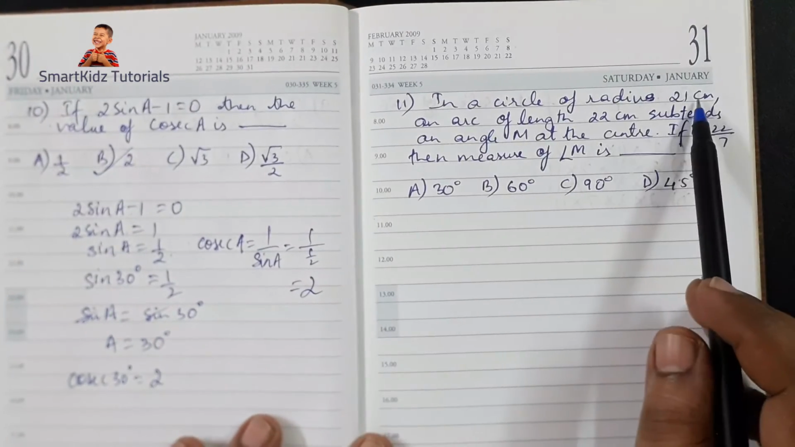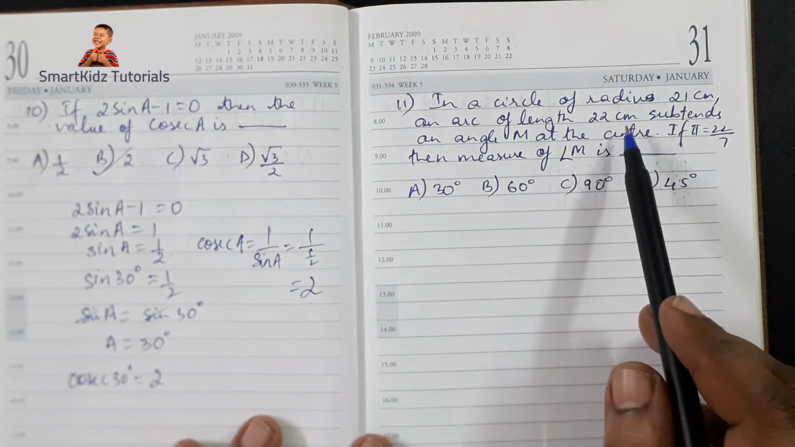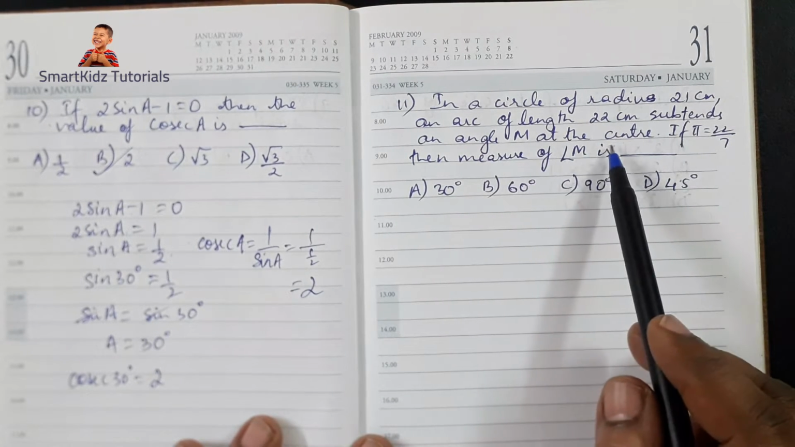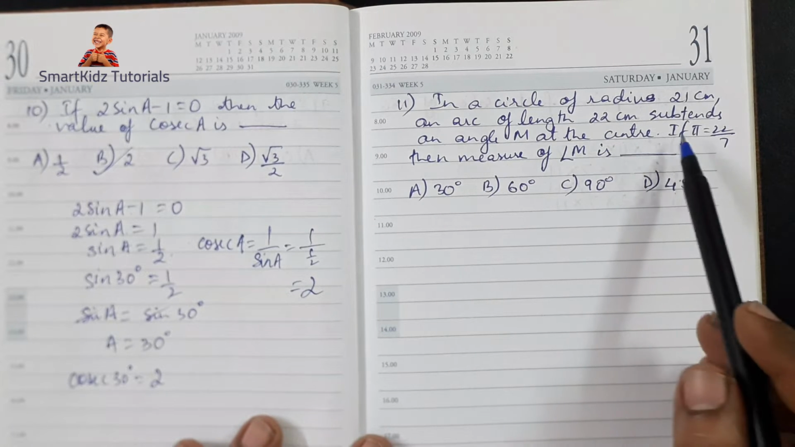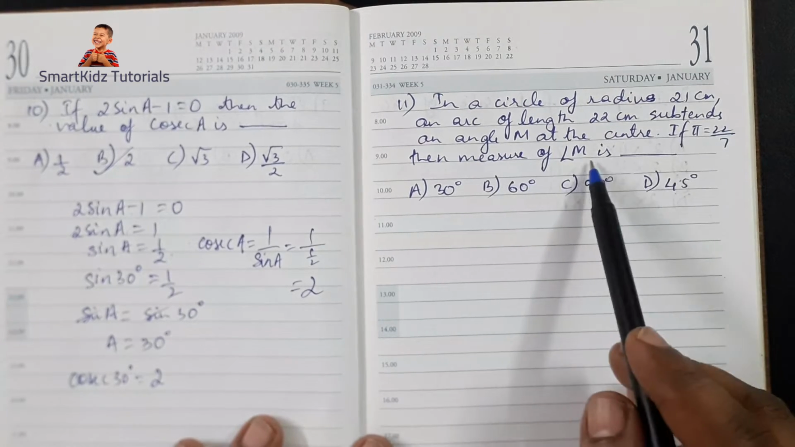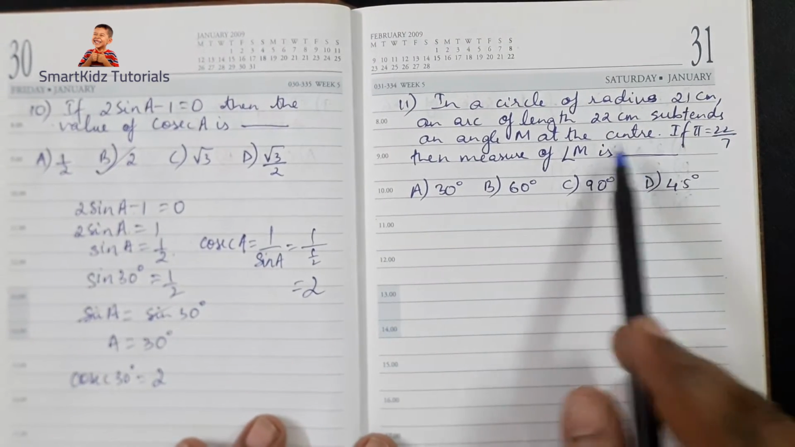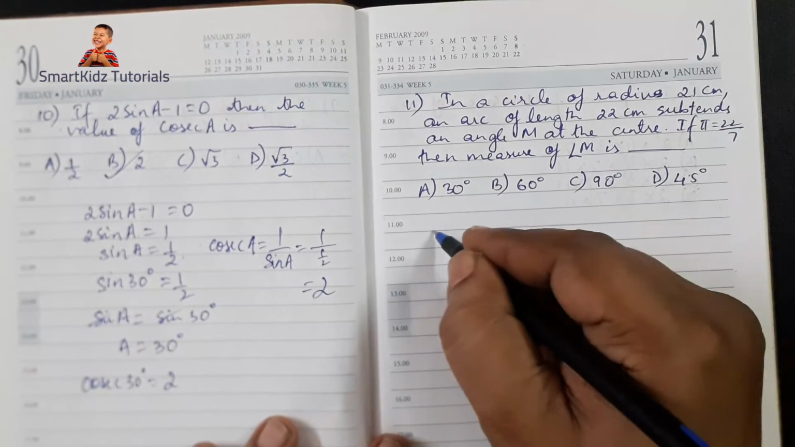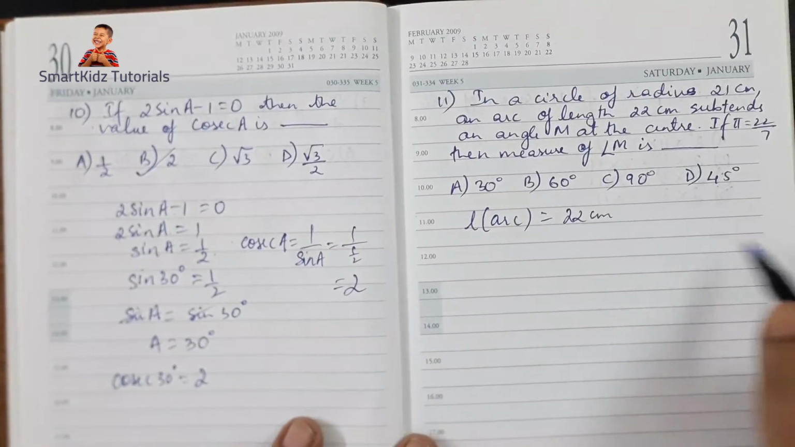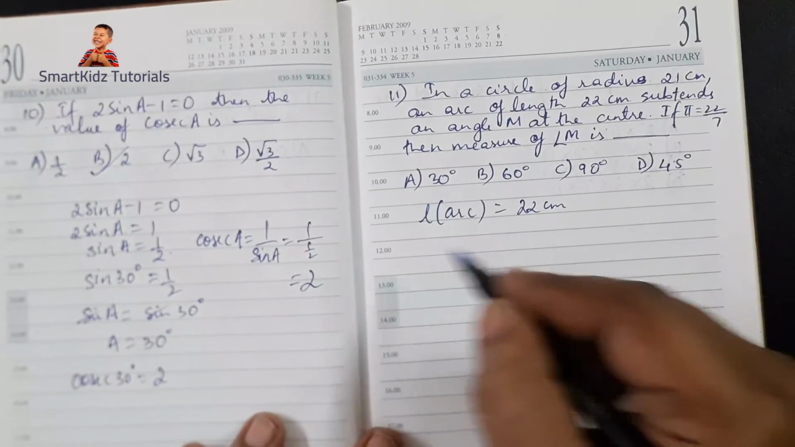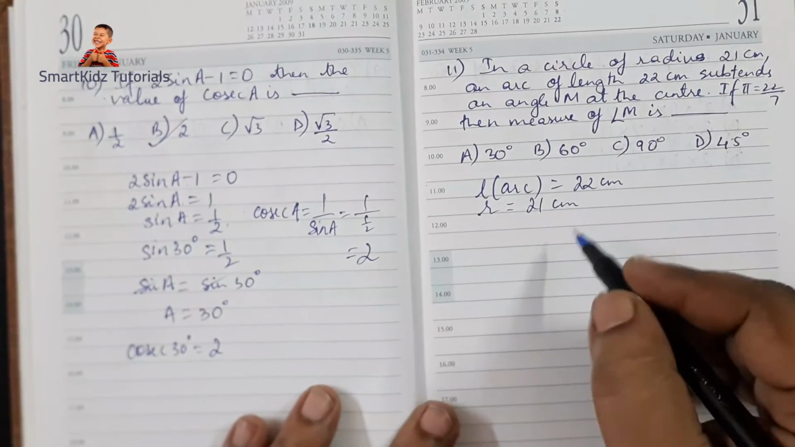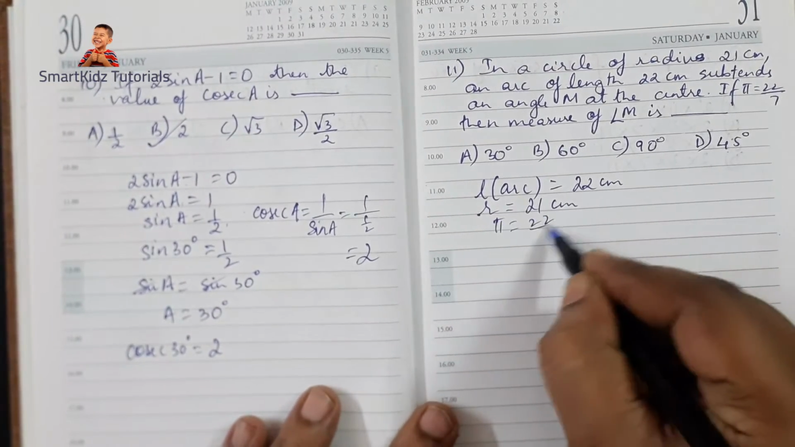In a circle of radius 21 cm, an arc of length 22 cm subtends an angle M at the center. If pi equal to 22 upon 7, then the measure of angle M is dash. Okay, so the length of arc is given over here. So we'll take the length of arc, that is equal to 22 centimeters. What else have we been given? We have been given that the radius is equal to 21 centimeters. We are given that pi is equal to 22 upon 7.